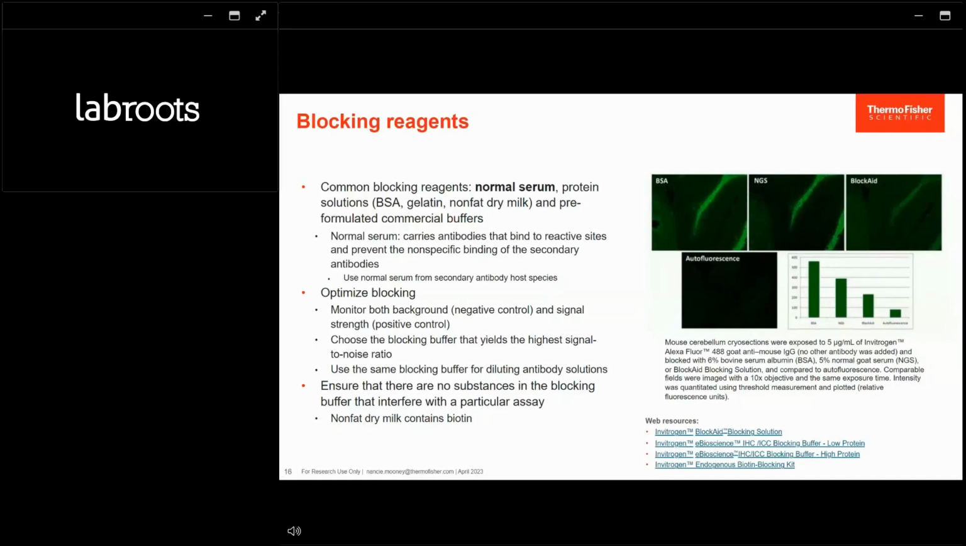Invitrogen or Thermo Fisher has a lot of really good blocking reagents that can be a very good place to start when you're starting out with this kind of science, including Blockaid and a couple others. You want to ensure that there's no substance in the blocking buffer that will interfere with this particular assay. For example, don't block with non-fat milk if you're using any kind of biotin-streptavidin detection strategy, because non-fat milk contains biotin.